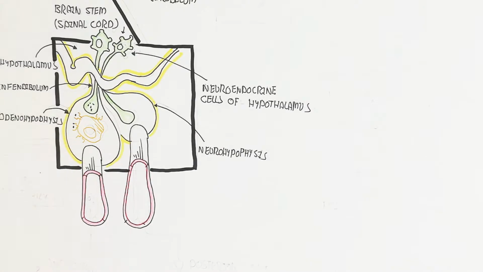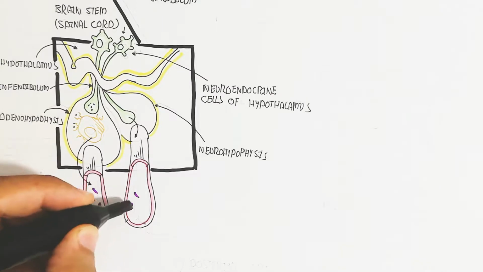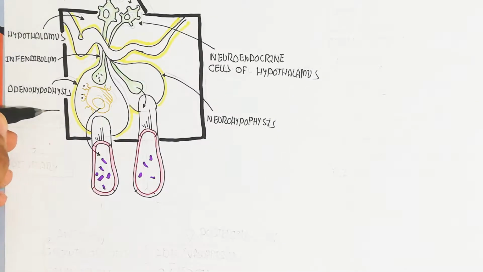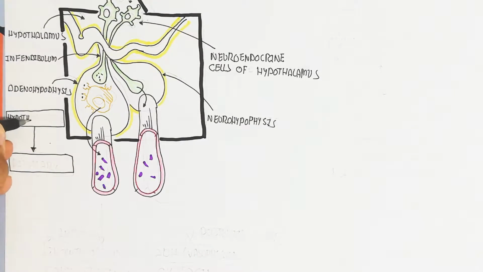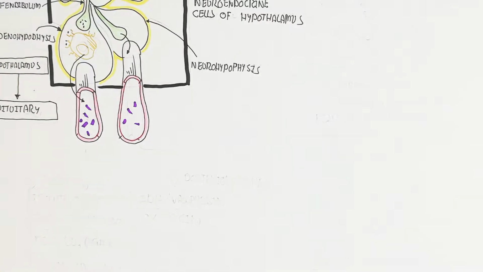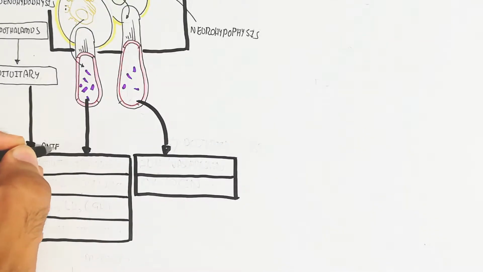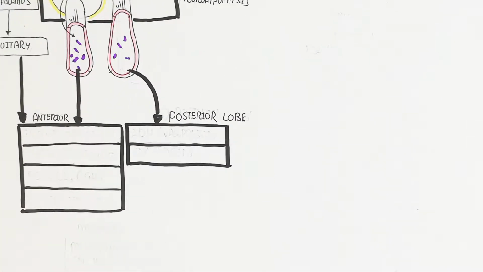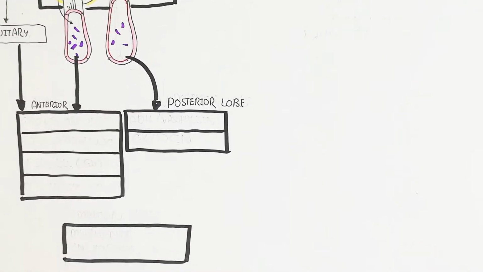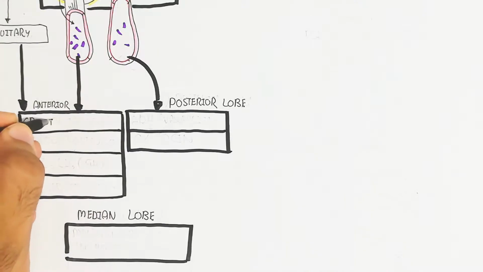When the hypothalamus, for example, produces corticotropin releasing factors, they stimulate the cells of the adenohypophysis to release the hormone. For example, the hypothalamus will stimulate release of tropic hormones, such as releasing factors, from the hypothalamus. So see, this is the anterior and posterior part of the pituitary gland, and this is the median lobe, posterior lobe, anterior lobe, and median lobe.